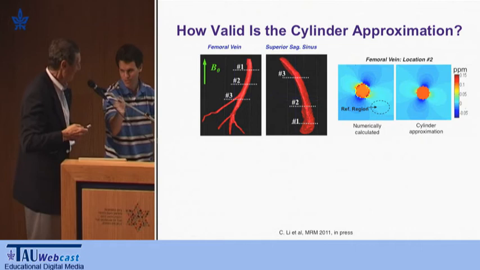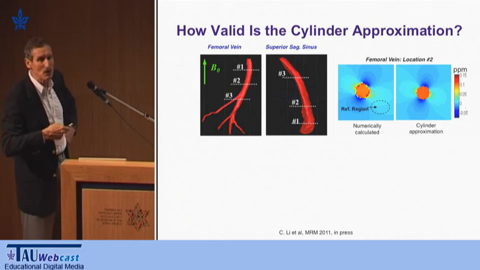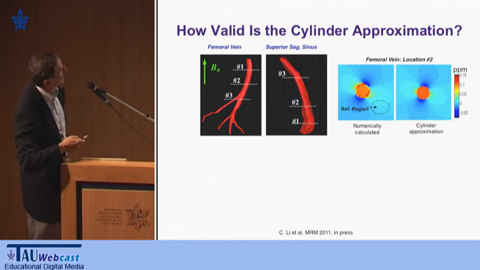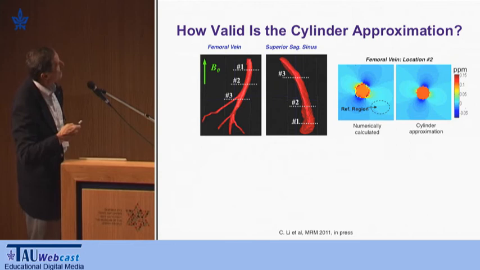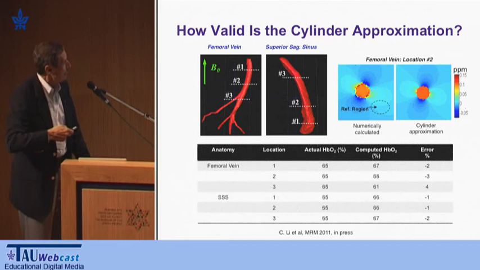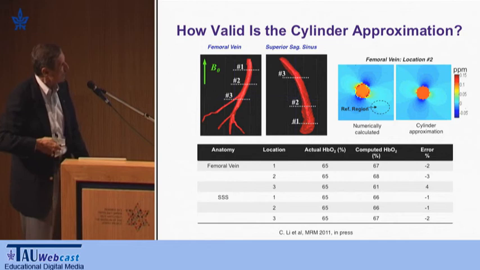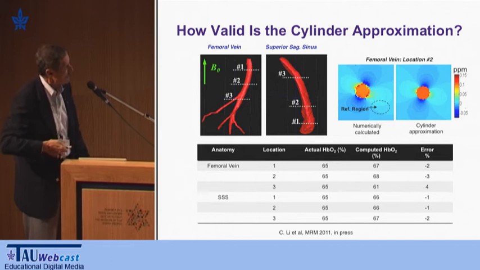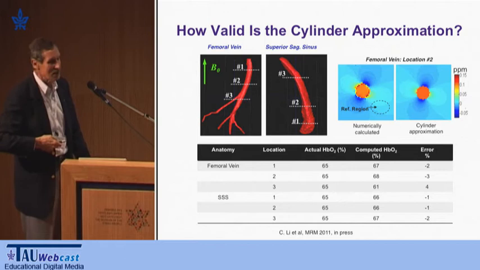So we computed the magnetic field distribution. You can see, for example, at location 2 in the femoral vein. So these are essentially 3D reconstructions from venograms. When we compare this to the analytical solution, it looks very, very similar. And if we assume actual HbO2 of 65%, sort of the mean value we typically observe, these would be the computed values assuming the cylinder approximation. So this really works quite well.